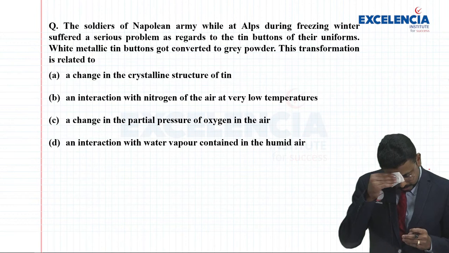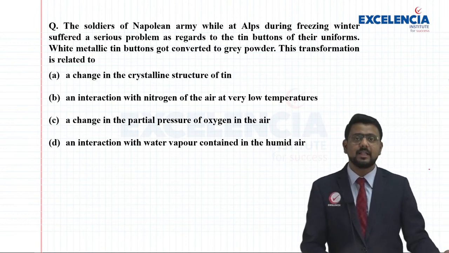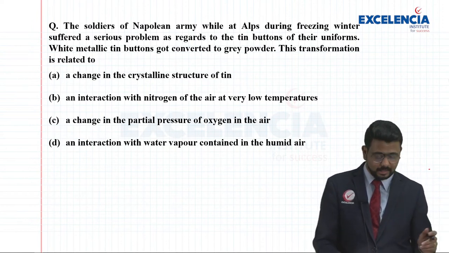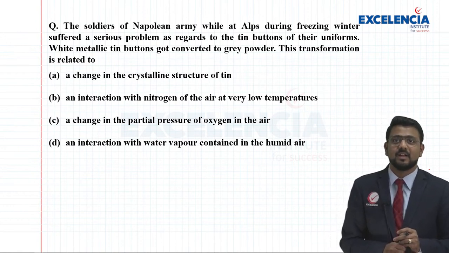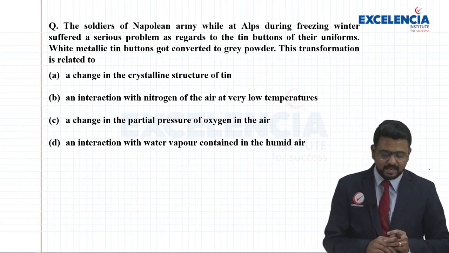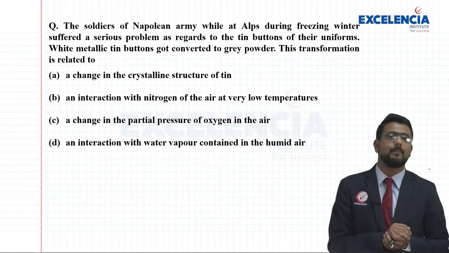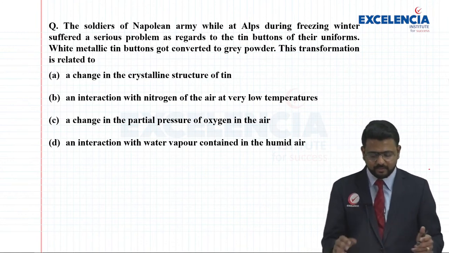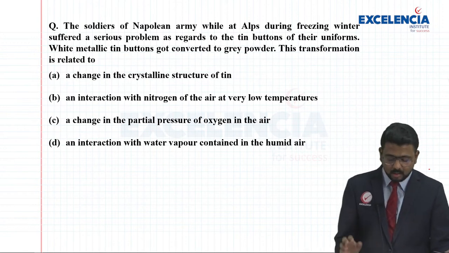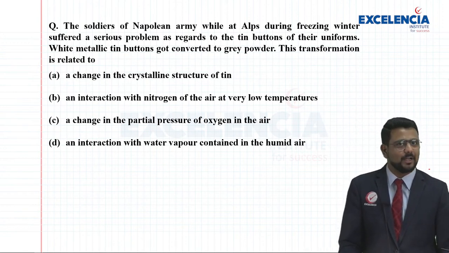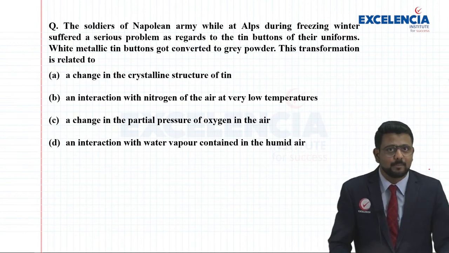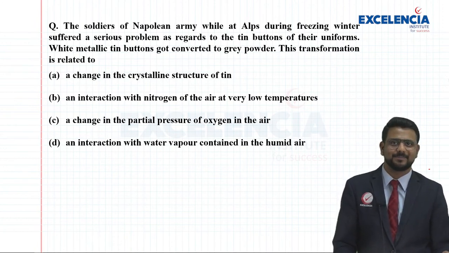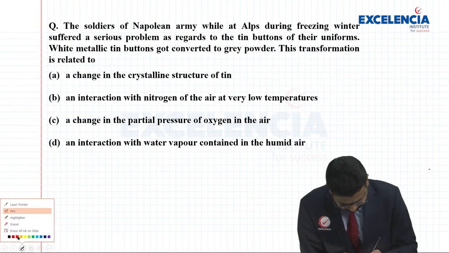So the question here is, the soldiers of Napoleon's army, while at the Alps during freezing winter, suffered a serious problem as regards the tin buttons of their uniforms. While having white metallic tin buttons, they got converted to gray powder. So this transformation is related to, so these are the options given to you. Very first, a change in the crystalline structure of tin; interaction with nitrogen in the air at very low temperatures; the change in the partial pressure of the oxygen in the air; and finally, interaction with water vapors contained in the humid air.